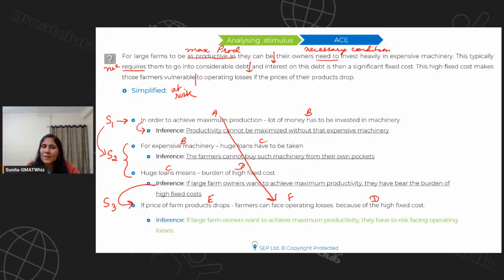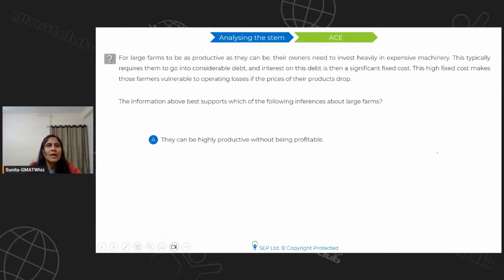All right, let me get started with eliminating the answer choices. So here it goes. Let's read the question stem. The information above, that means this information, best supports which of the following inferences about the large farm. So the answer choices contain inferences and we have to identify which inference is true per the given data. So it's an inference question. How will I go about it? Watch me how I read the answer choices, because that's also very important.